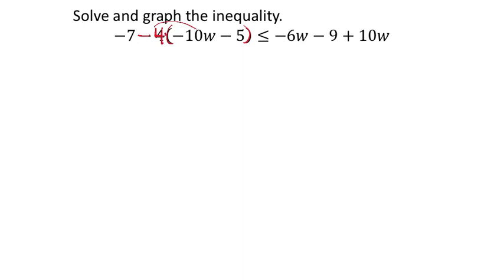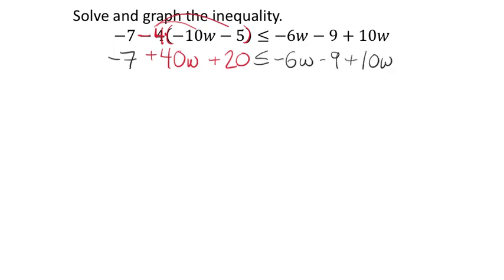Negative 4 times negative 10w would be positive 40w, and I'm putting the plus sign there because I have the negative 7 in front. We'll get to that. Then I've got negative 4 times negative 5, which would be positive 20 there. So my new inequality: I have negative 7 plus 40w plus 20 is less than or equal to negative 6w minus 9 plus 10w. Okay, so that's all the distribution I had there.